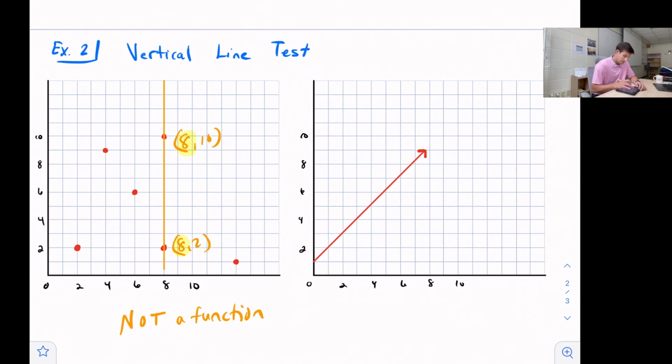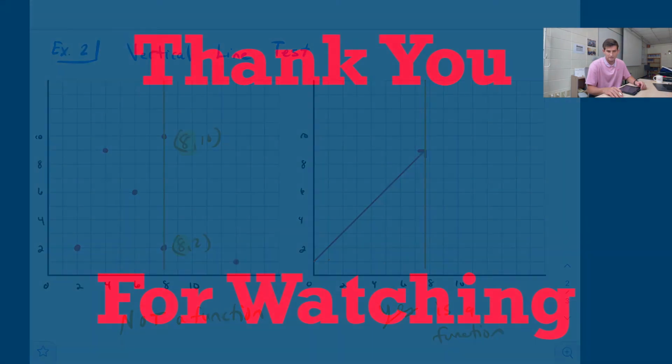All right, and now we can take our vertical line here, and if we were to move it across our graph, notice that we never have two points that are vertically aligned, so we would say, yes, this is a function. All right? And that's how you determine if a relation is a function.